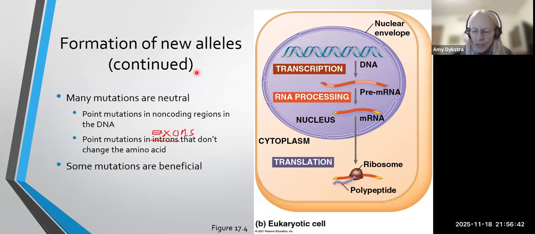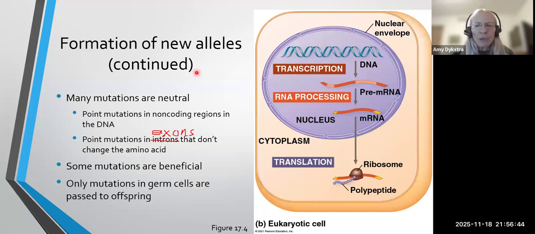Now, I should emphasize that only mutations that occur in the germ cells are going to be passed to the offspring. And remember, the germ cells are the diploid cells that divide by meiosis to produce the gametes. If your mutation is in a germ cell, then it can get passed on. If not, if it just happens in your skin cell, it won't get passed on. Or if it happens in a muscle cell or any other somatic cell, it won't get passed on to the offspring.